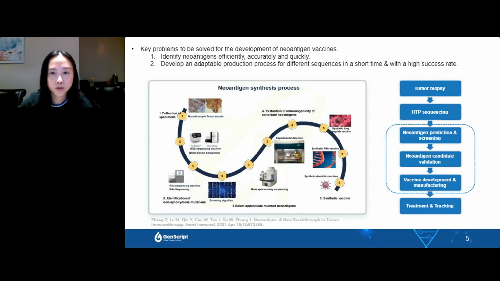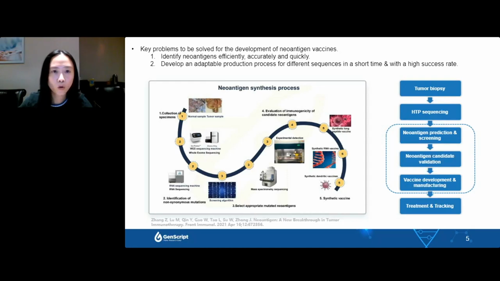Finally, after the sequencing part, we got to do some evaluations of immunogenicity for the candidate new antigens. After we verified all of these things, then we decided to manufacture the vaccine. There are usually 3 types of vaccines for new antigens. One is the synthetic long peptide vaccine. Another, we use RNA vaccine. And the last one is dendritic cell vaccines. Lastly, we'll do the treatment and tracking the results.